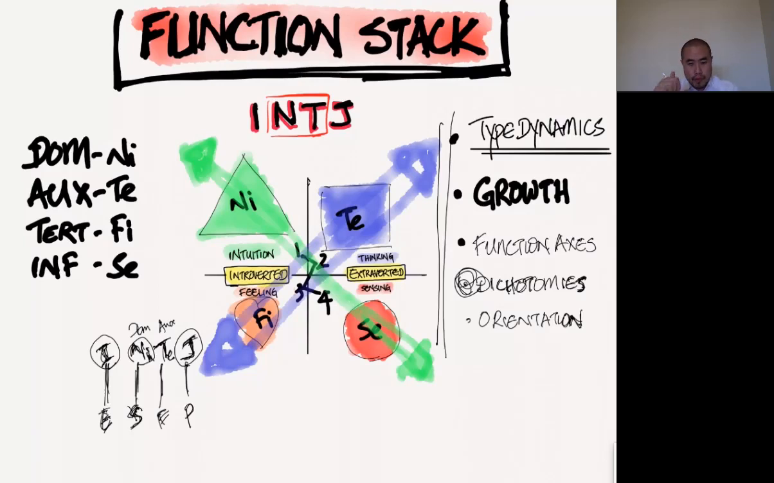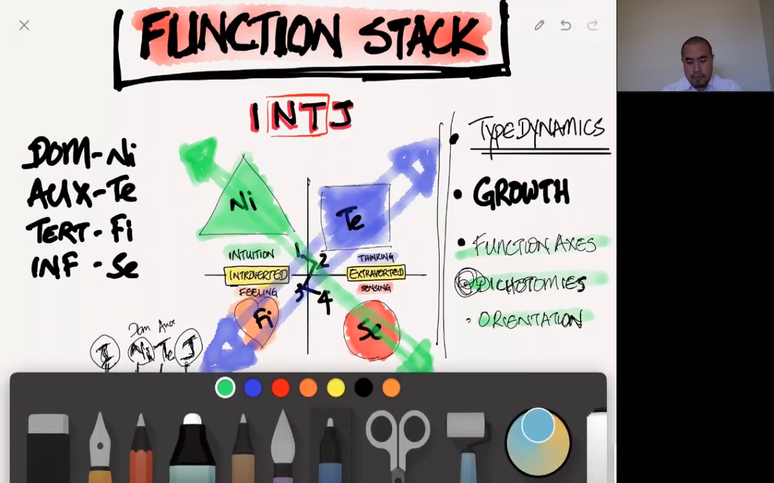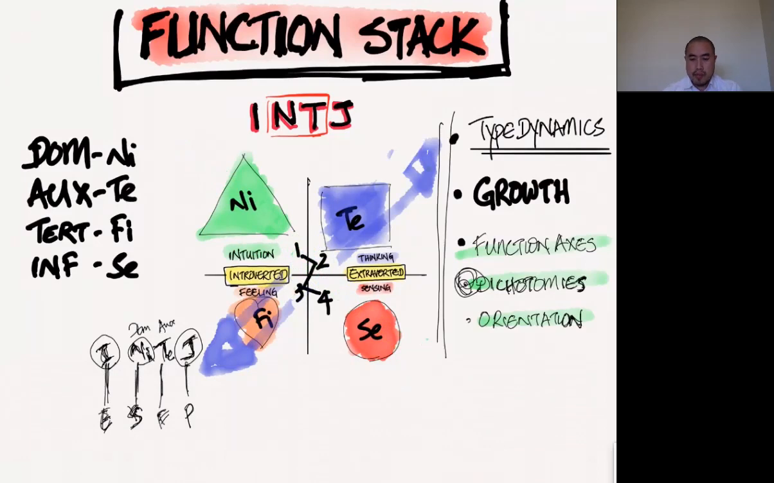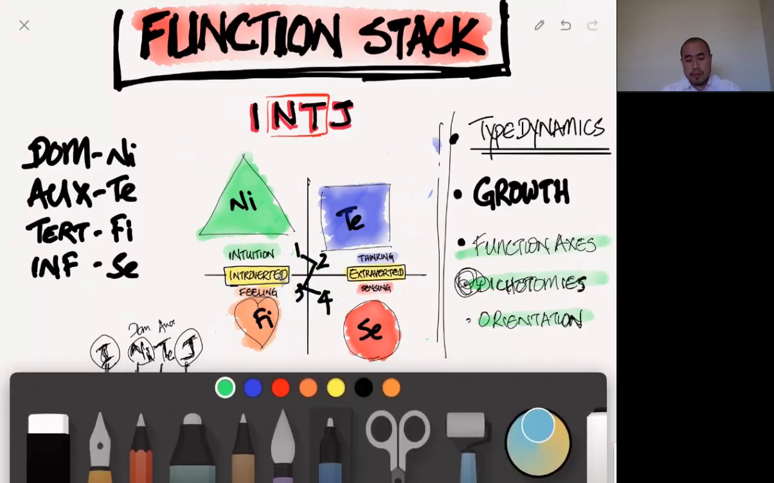So the judging axis is the auxiliary tertiary axis, and the dominant NISE axis is the perceiving axis. All right, so that's the function axis done, and dichotomy is done, orientation done. Type dynamics is to talk about how the different functions interact. The term polarity was coined by Antonia Dodge from Personality Hacker. That's where I first heard it from, and that's what she said.